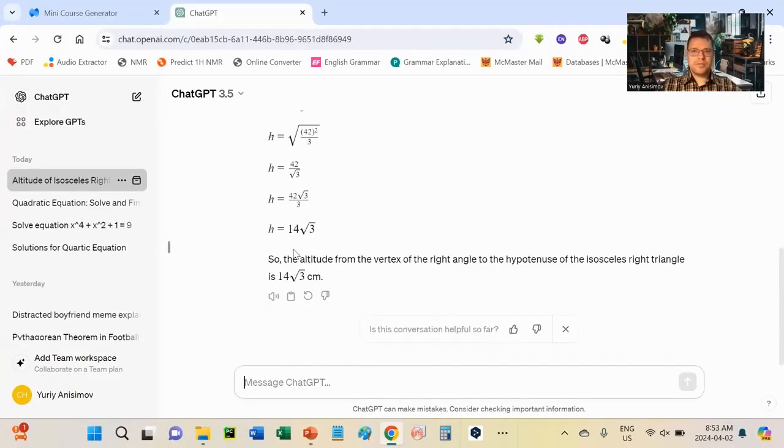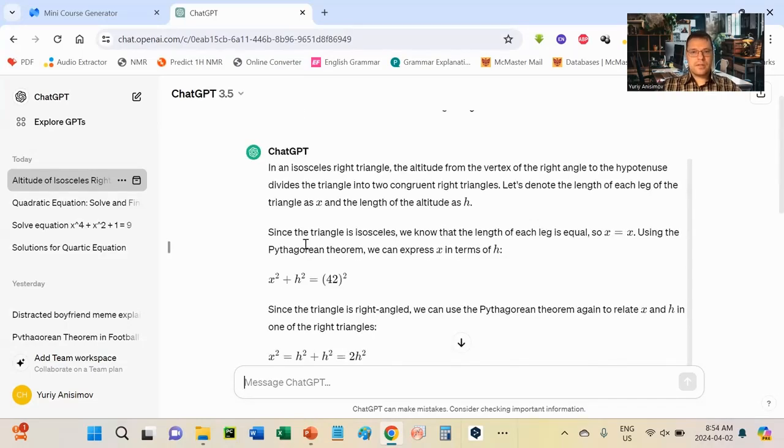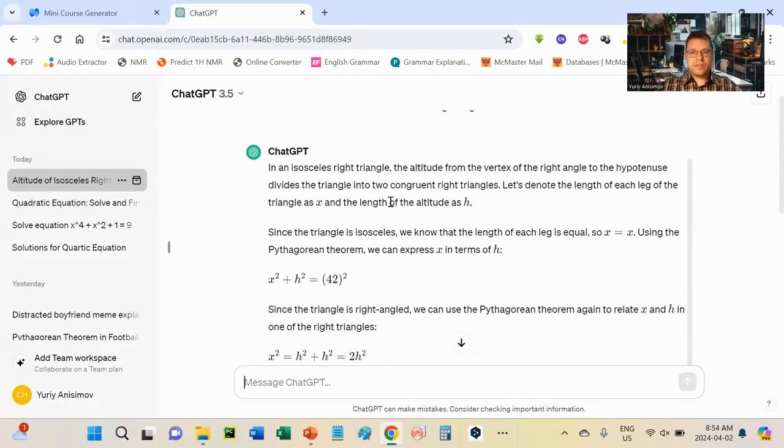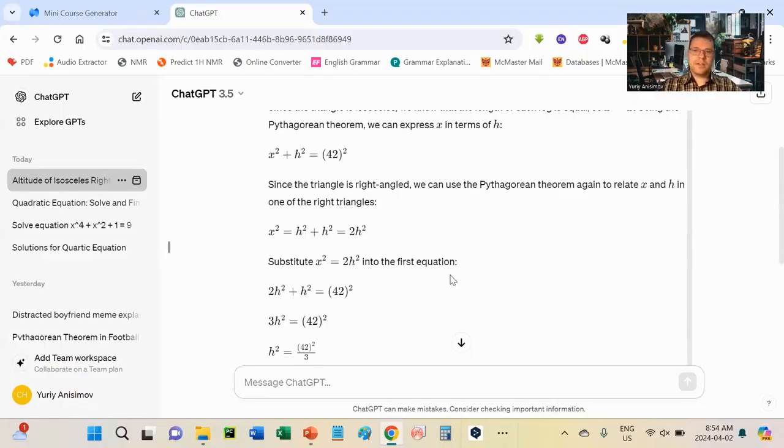So according to GPT 3.5, h equals 14 times square root of 3. Interesting. Let's check this solution. Pythagorean theorem. Okay. This is hypotenuse squared. Okay, so the leg is x and the altitude is h. And the legs are cathetes actually. So no. The Pythagorean theorem here is wrong.